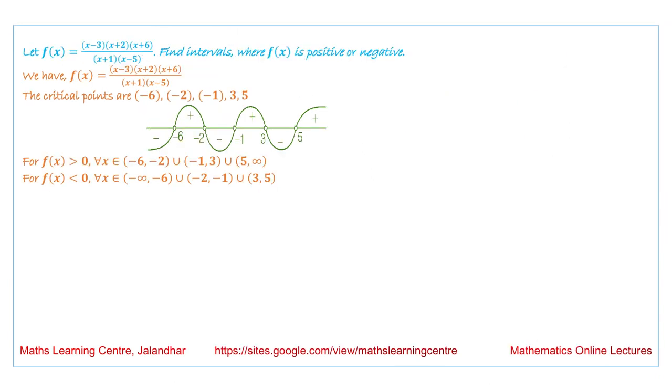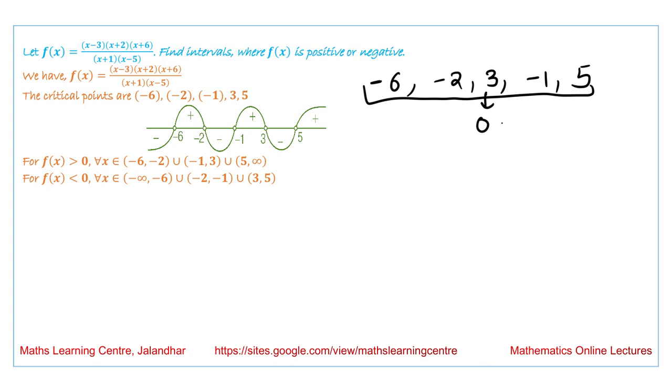Next, f(x) is given. Find the intervals where f(x) is positive or negative. In this case the critical points we have are -6, -2, 3, -1 and 5. For all these values the powers are odd. So if we plot them, the points we have are -6, then -2, then -1, 3 and 5.